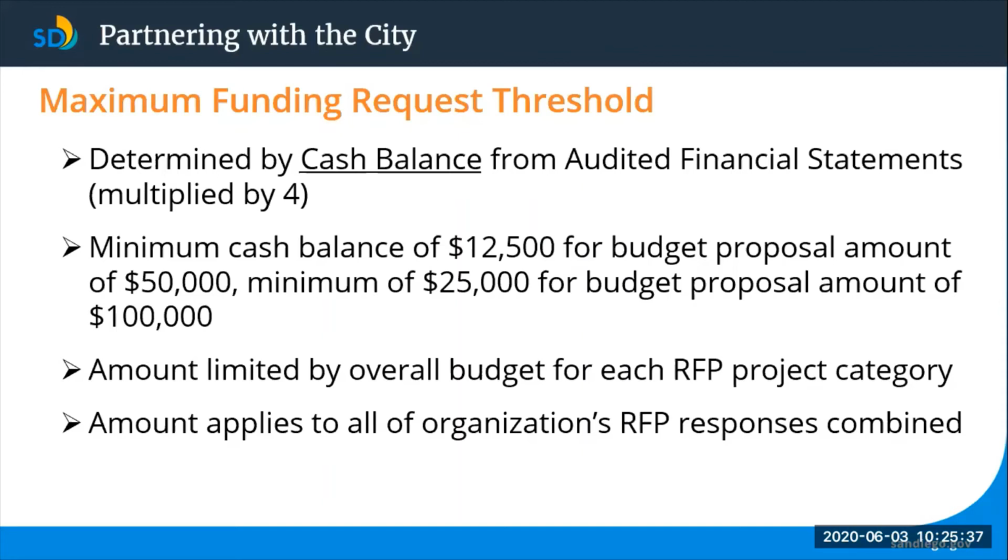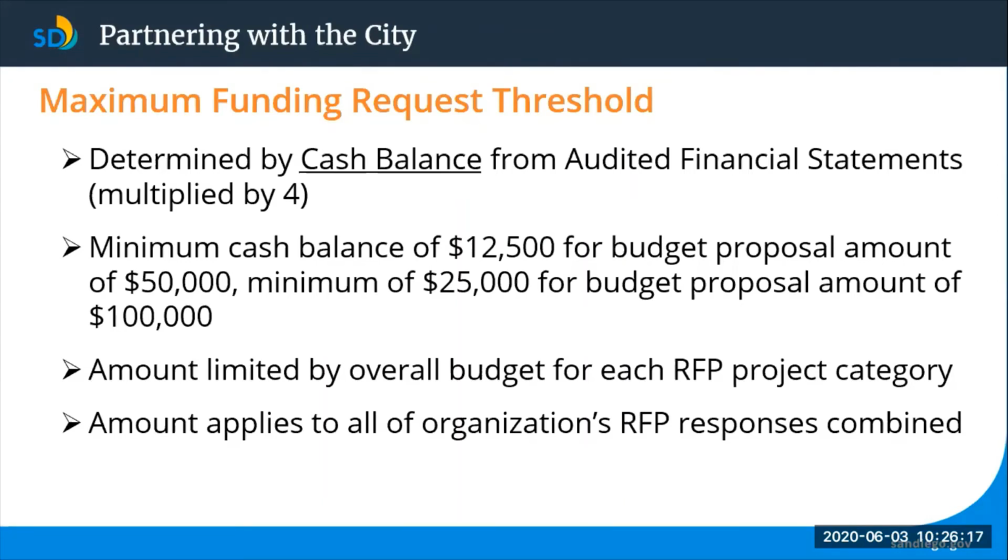So we look at your audited financial statements and we look at your cash balance in those audited financial statements. That cash balance is multiplied by 4, and as long as it meets the minimum of the requirements established by our City Council, which is $50,000 for most public services and economic development programs, or $100,000 for most capital facility improvement programs, as long as you meet that minimum cash balance, then you're eligible to move on to the request for proposal phase of the application.